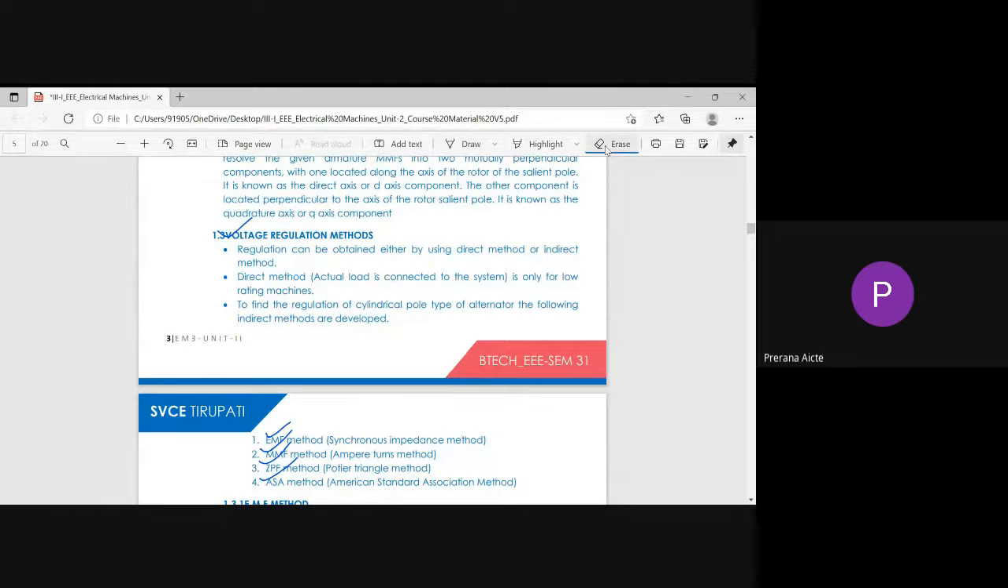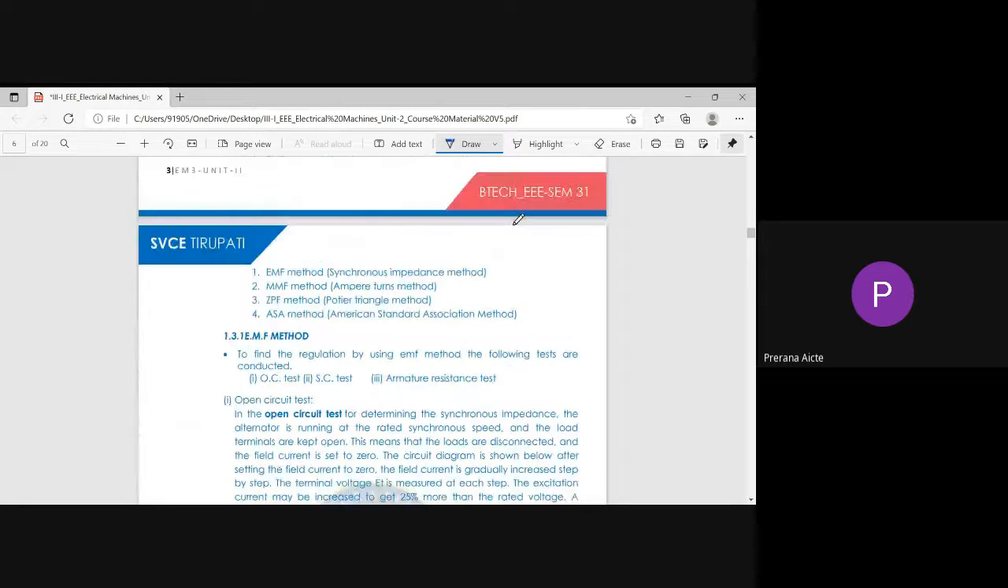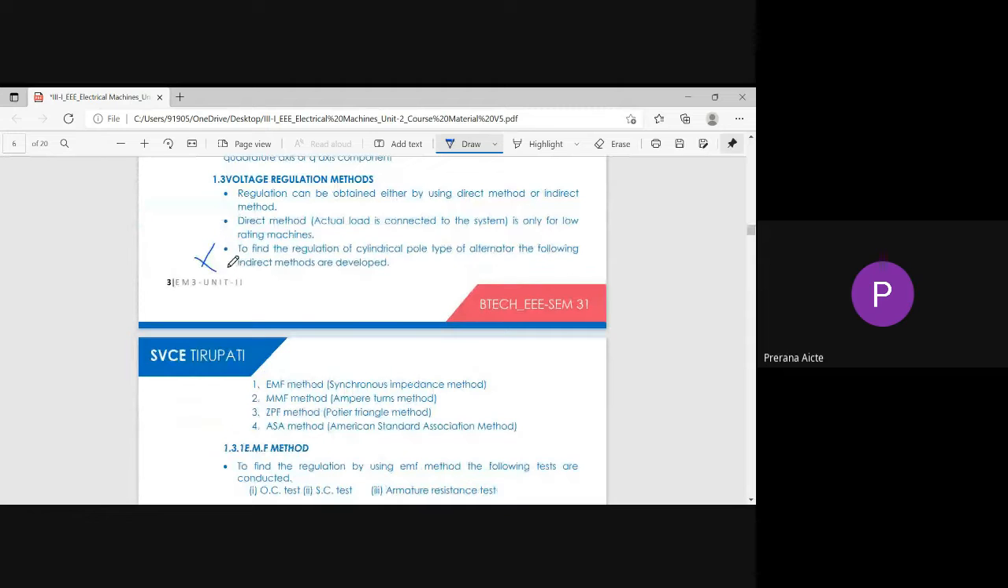While in the case of a cylindrical rotor synchronous generator, the air gap between the rotor and stator is uniform. So a single reactance is sufficient to model the armature reaction, that is XA only. This is the reactance used to model the armature reaction to find the voltage regulation. Actually there are different types of voltage regulation methods: one is the direct method, another is the indirect method.